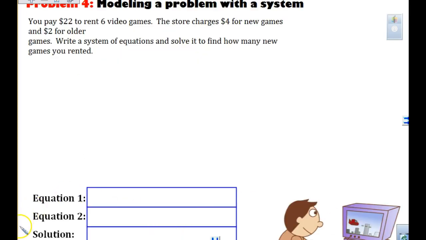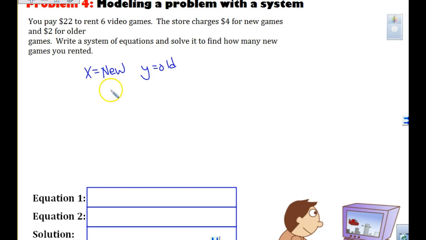We will, when we come back from lunch, look at, if we're writing x equals, what do you want it to be? X is new, y is our old video, right? Or the old games. You pay $22 and you rent 6 games, and they're telling us the cost of each.